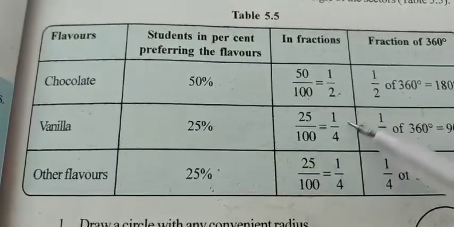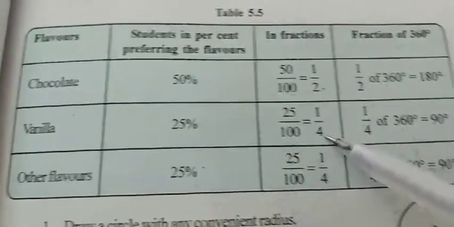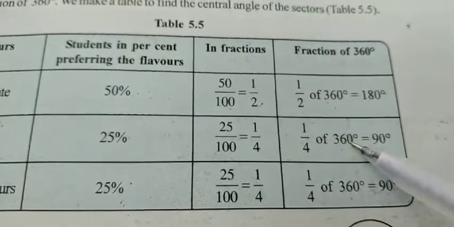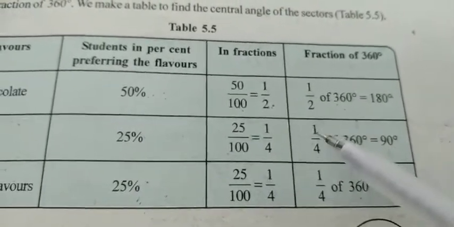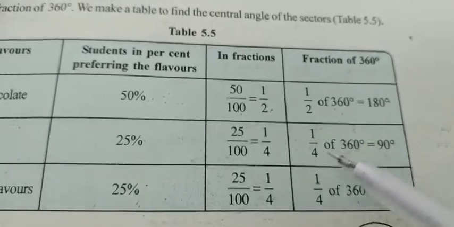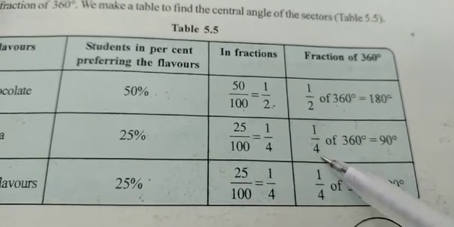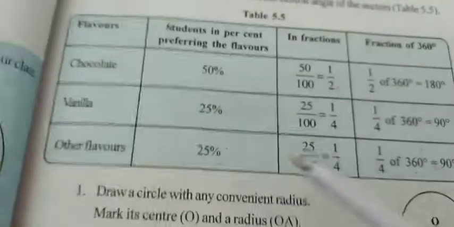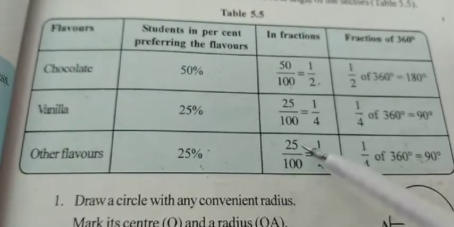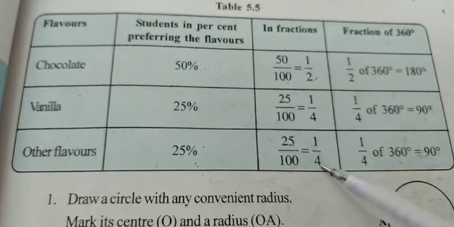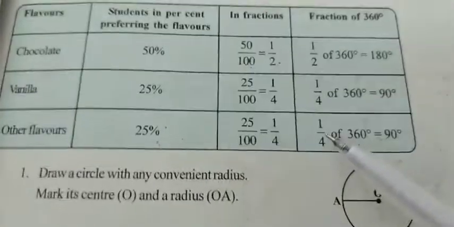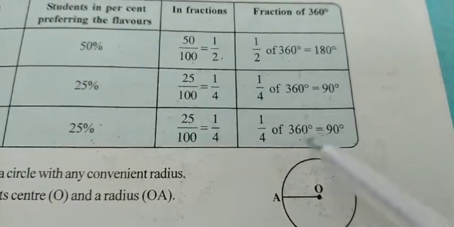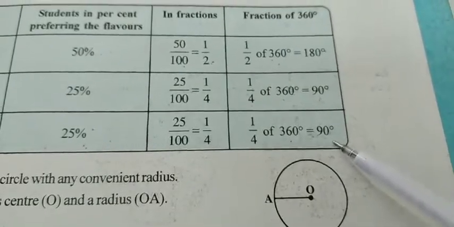Similarly, for vanilla, convert 25 upon 100 into 1 by 4. 1 by 4 multiplied by 360, that means you have to divide 360 by 4, the numerator has to be multiplied with 360 and divided by 4. You got 90. Same way for other flavors, 25 upon 100 equals 1 upon 4. 1 upon 4 multiplied by 360, so 1 into 360 divided by 4 gives you 90 degrees.